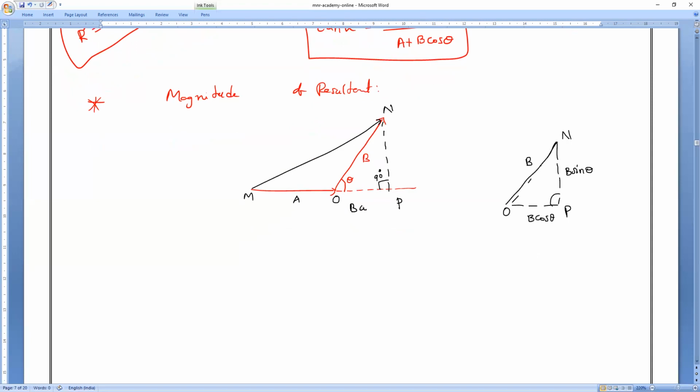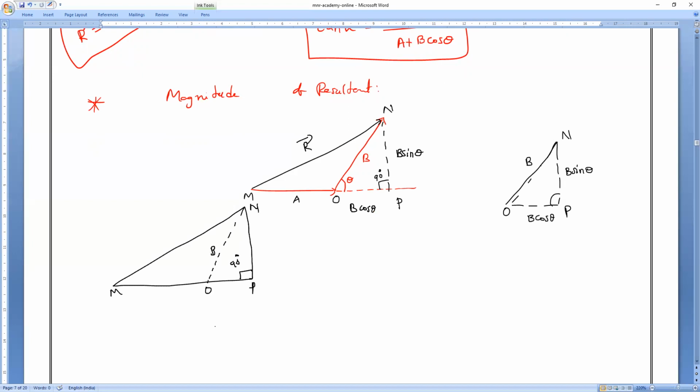So this will become B cos theta, and here B sin theta. Now, we all know, this totally is MP. Take triangle MNP. What is the resultant vector here? Apply the Pythagoras theorem, since the angle is 90 degrees. So this is P, this is M, and this is N, and here O is the vector B actually.